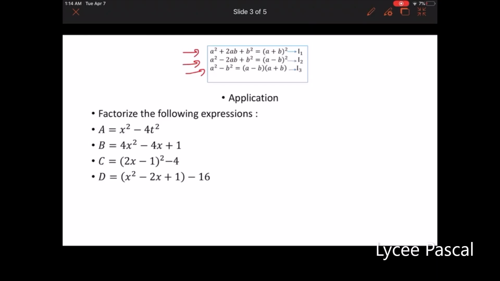Now, to solve the first one, a equals x squared minus 40 squared. As you see here, we have two terms. The first term is x squared, and the second term is 40 squared. So it's formed from two terms, x squared minus 40 squared. We should think about the third identity, because in the third identity only we have two terms separated by minus. So to have the solution, this is a.